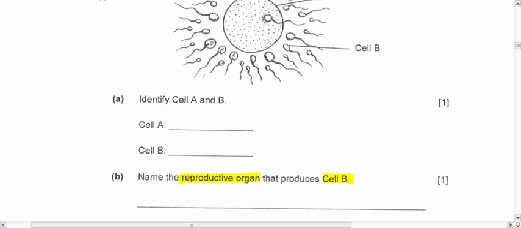So here are your answers. A is egg or ovum, B is sperm, and then part B will be testis.